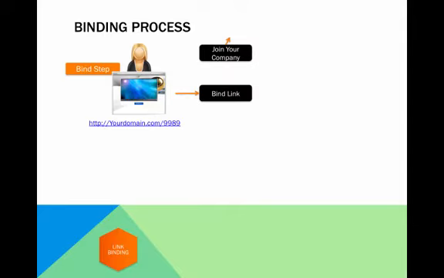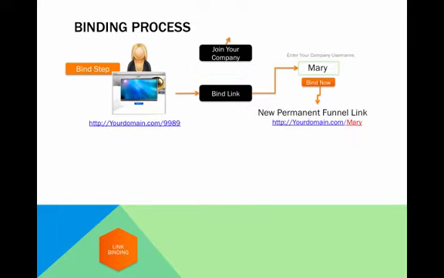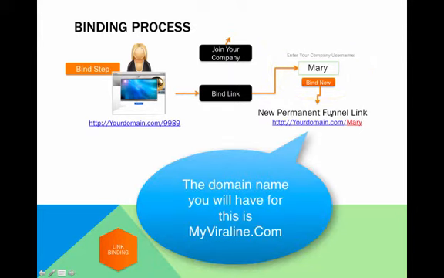So let's say now that you join the company and then you decide, I'm ready to bind my link. Well, at the end of the third video, it's going to ask you to put in your username from HGI. In this case, we're going to use Mary as the username. And then you're going to click the Bind Now button. And what the system does is it creates a new permanent funnel link for you. For example, yourdomain.com/Mary. Now, you have your original link that was posted out on your Facebook, and now you have a new link because you've bound with your HGI username.